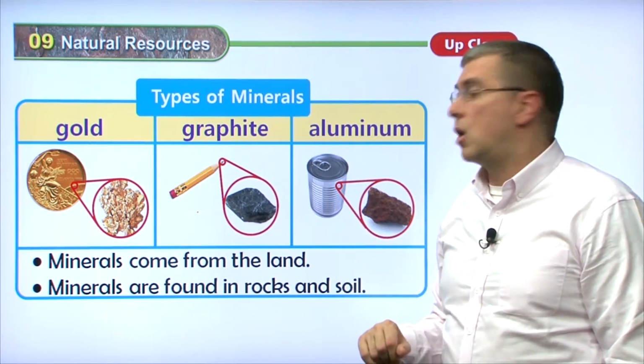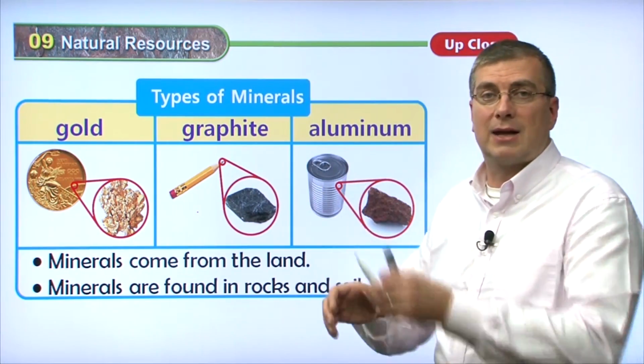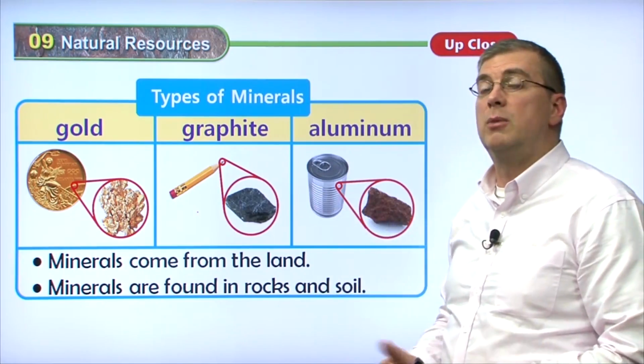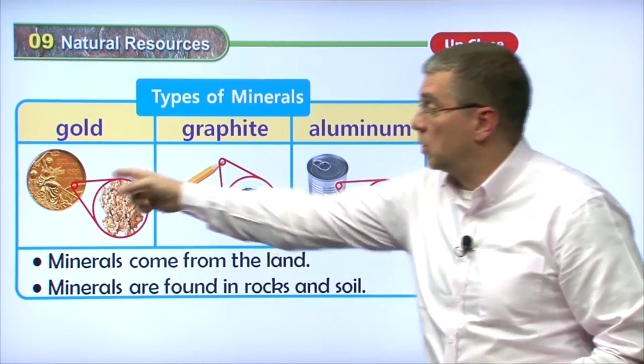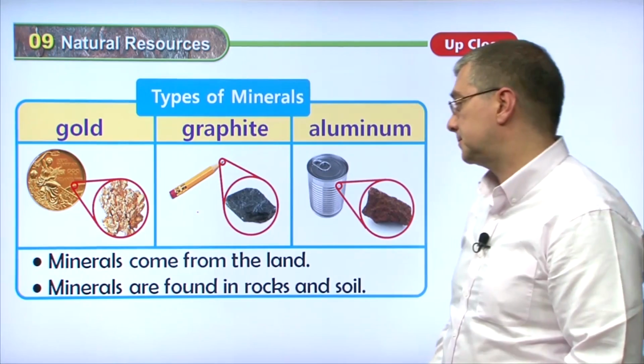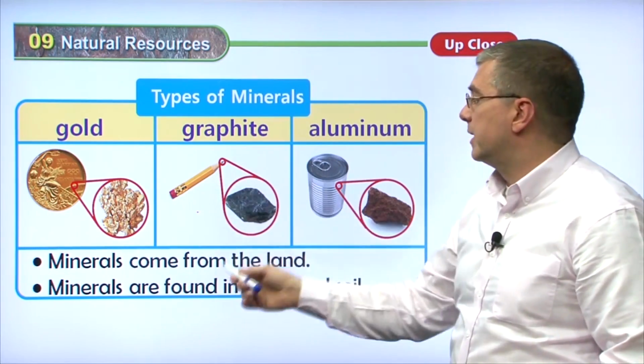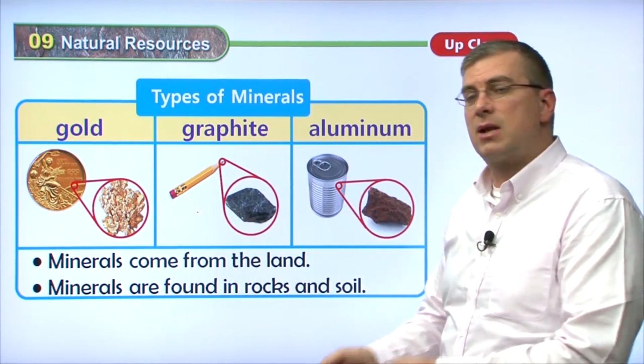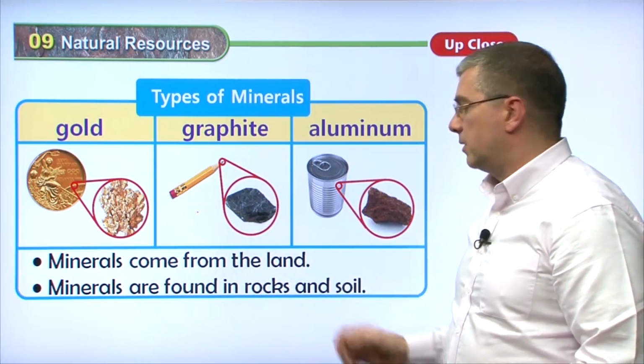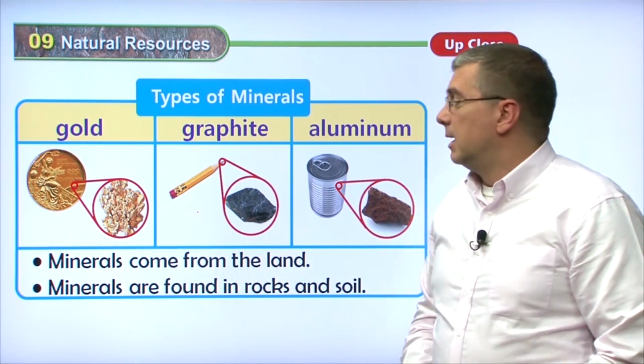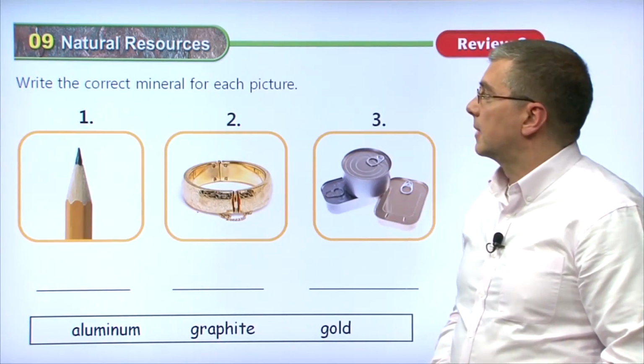We can see aluminum all over the place. You know, soda pop cans also are usually made of aluminum. It's very lightweight as opposed to gold, which is very heavy. Okay, so all these minerals, they come from the land. We find them in the ground. Minerals are found in rocks and soil. Okay, so let's move on.